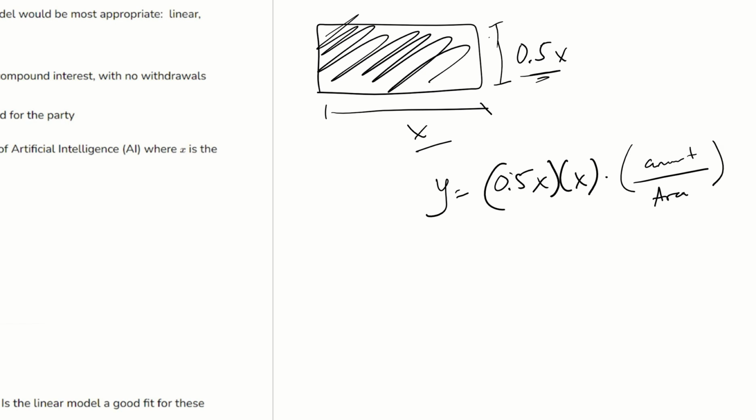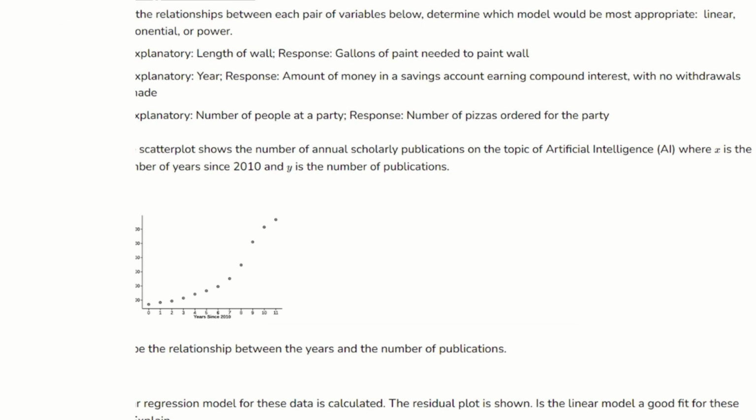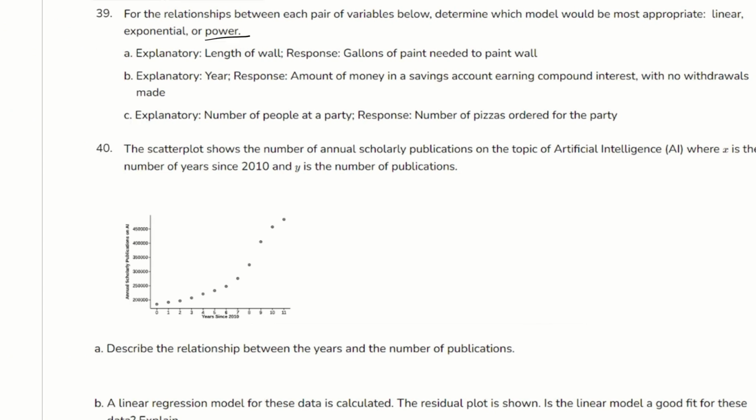So either way, we would expect that we would need a power function, X to the second power or something like that. We would expect that based off of the surface area of the wall. And so I would say that this one necessitates a power function. So I'm going to say power function for this one.